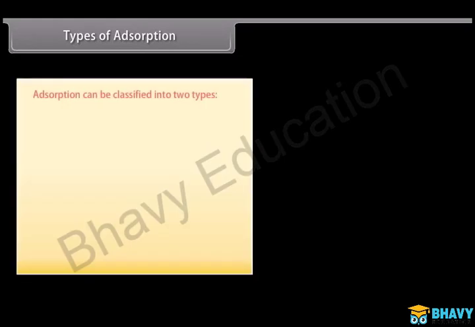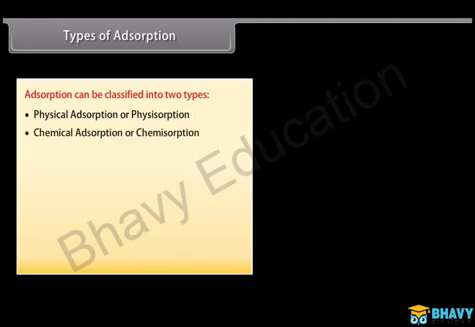Types of adsorption. Depending upon the nature of forces existing between adsorbate molecules and adsorbent, the adsorption can be classified into 2 types: physical adsorption and chemical adsorption.